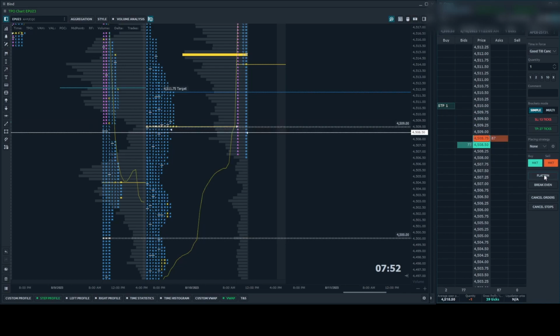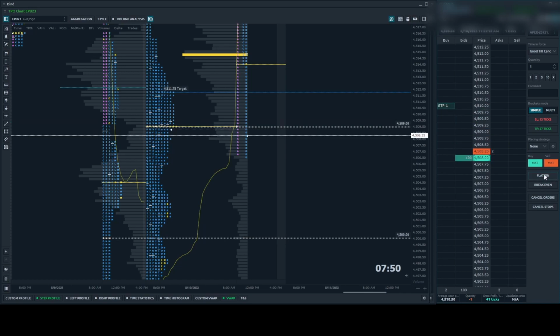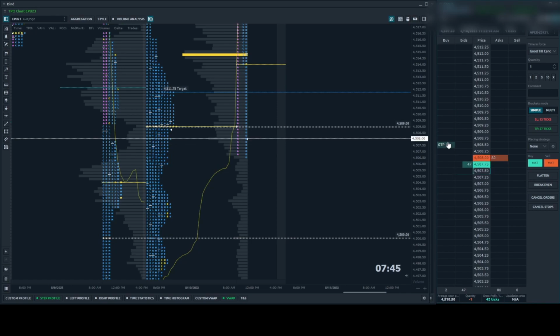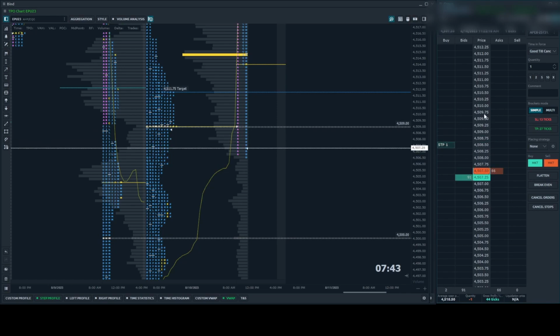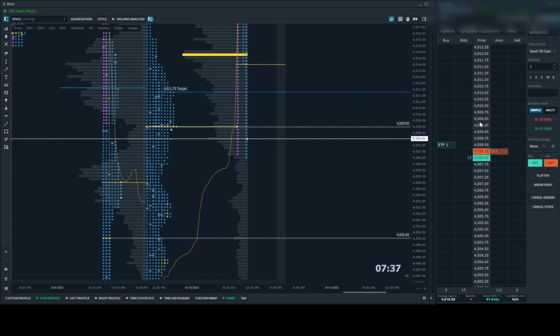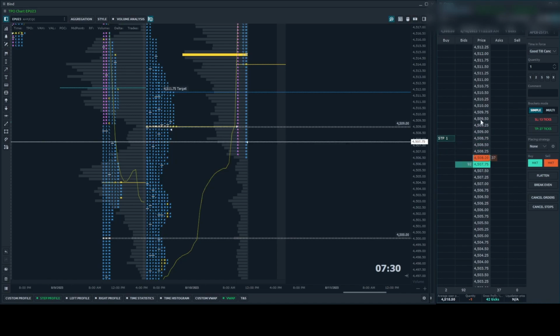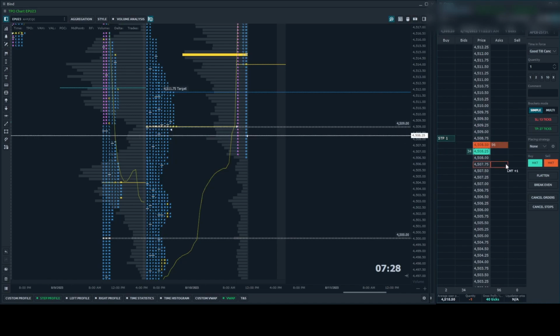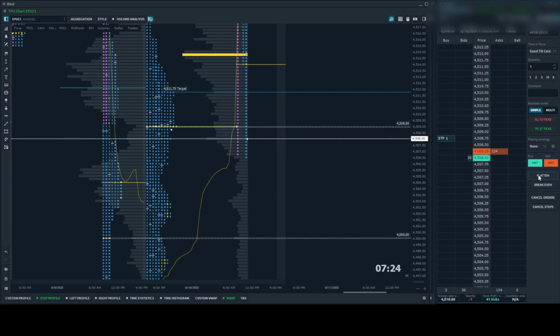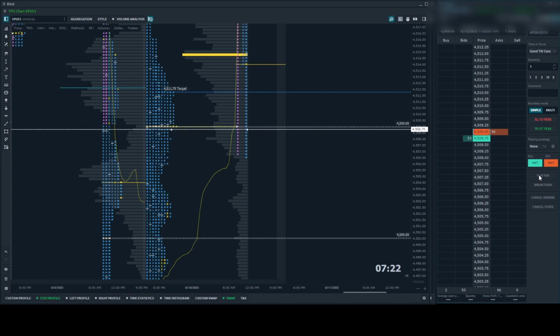Yep. Take it here at 40 ticks. Move this down. Comfortable taking that. It's not going to break. Yep, we'll take it right there. Good trade.